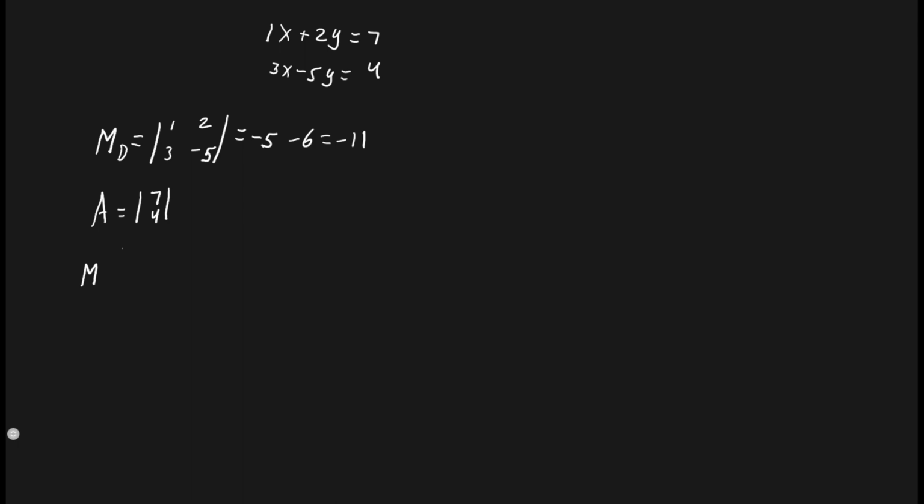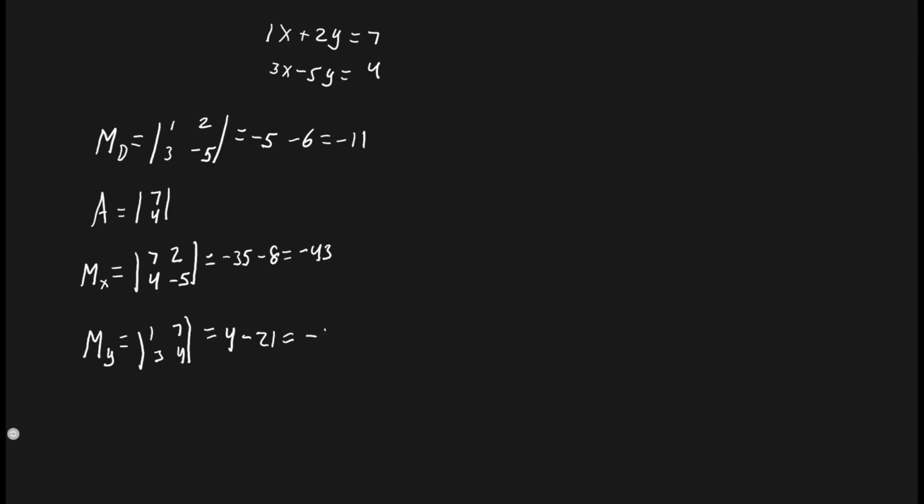Now let's find x. We're replacing the x values with our answer column, where we will get 7, 4, and now our y values, which is 2 and negative 5. Now we have negative 5 times 7, which is negative 35. 4 times 2 is 8, where we get negative 43. So we'll find what y is by replacing our y values with our answer column, where we will get 1, 3, and 7, 4. And now we will do the same thing, multiply 4 and 1. That gives us 4, and 3 times 7 is 21, where we get negative 17.